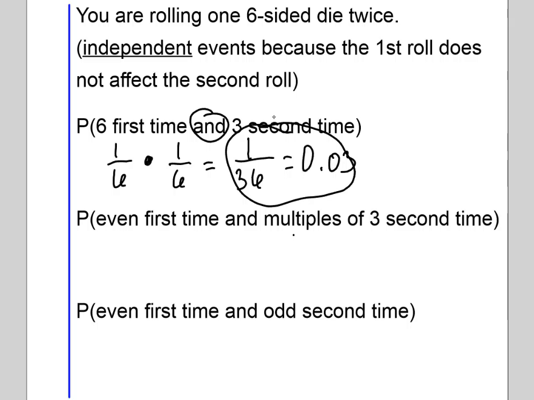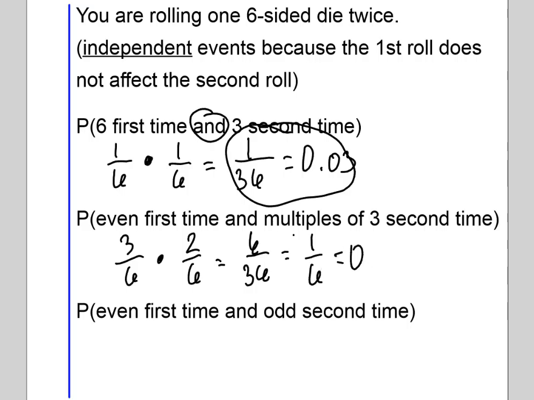What is the probability of rolling an even the first time and a multiple of 3 the second time? 2, 4, and 6. There are 3 different ways to roll an even number out of 6. A multiple of 3: there's a 3 and a 6 on the die, so that'd be 2 out of 6. 3 times 2 is 6. 6 times 6 is 36. This is a 1 in 6 chance, 0.17. Still a very small chance of rolling an even number the first time and then a multiple of 3 the second time.